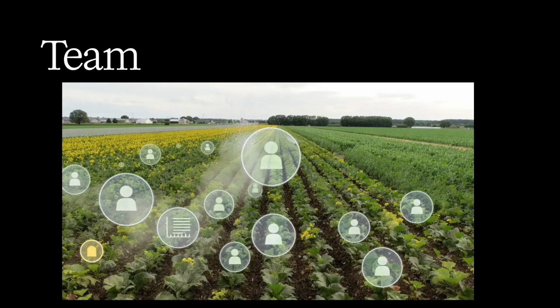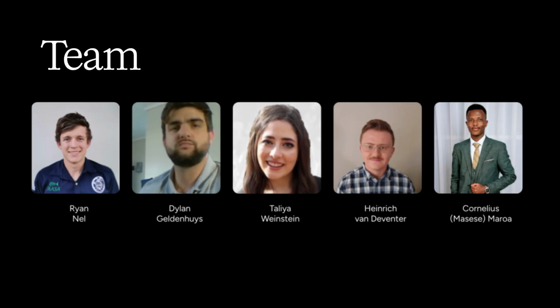Agriculture is entering an era where data-driven, causally informed decision-making becomes standard practice, enabling us to feed a growing population sustainably. Our team brings together a multidisciplinary mix of skills spanning AI, veterinary science, engineering, and design. Dylan, our machine learning engineer, leads the causal inference and uncertainty estimation pipeline, ensuring our models are both rigorous and explainable.